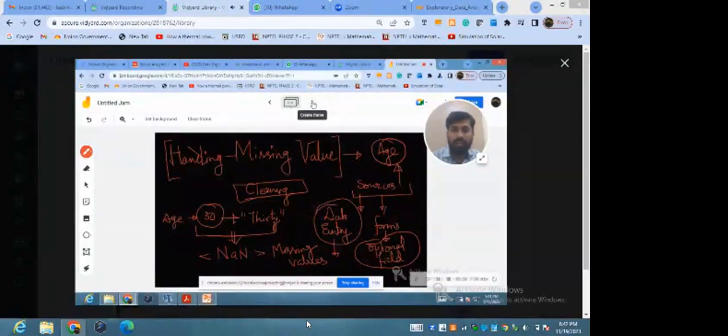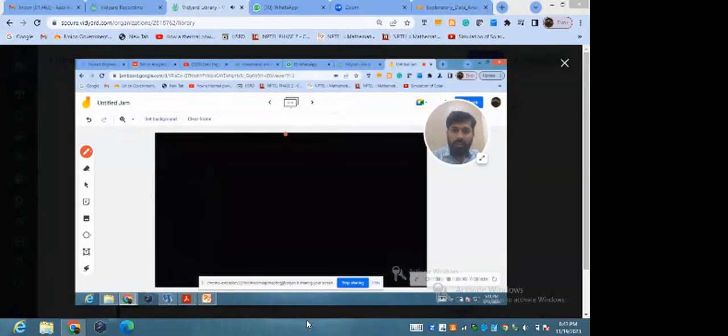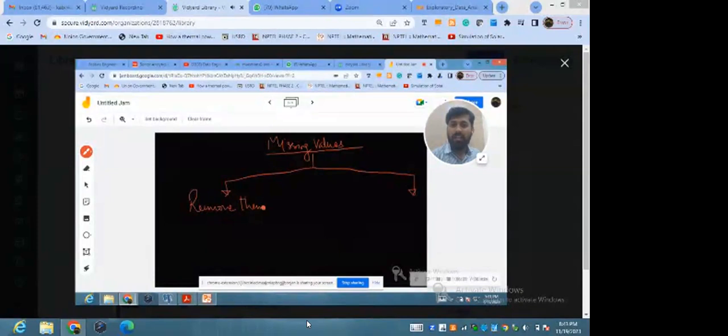So if I go to my next board, let me set my background. Okay, good to go. So let's say I am writing missing values. These missing values may be handled by, broadly, two methods. One is, okay, you have a missing value, no worries, remove them. First method, directly, it's quite simple. It does not even require data manipulation. Just removing them is one of the solutions as suggested in literature.